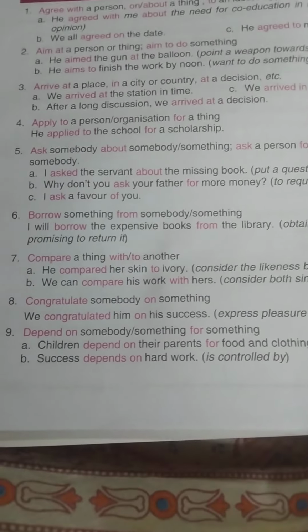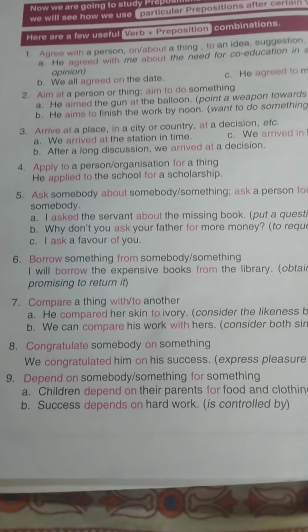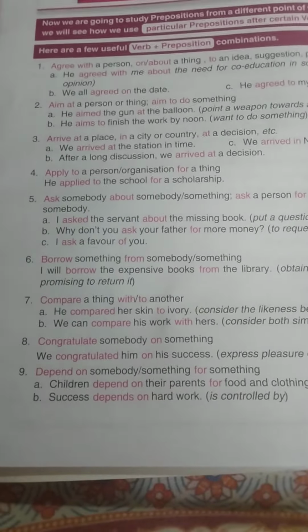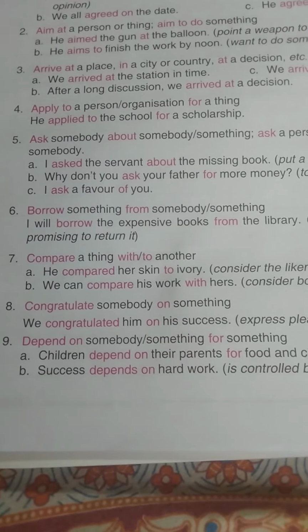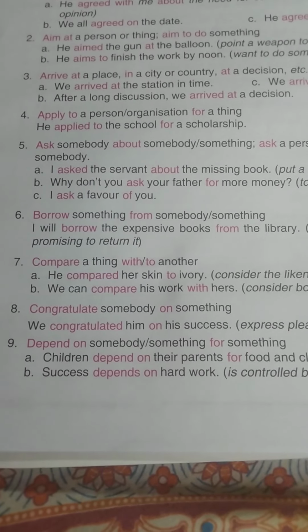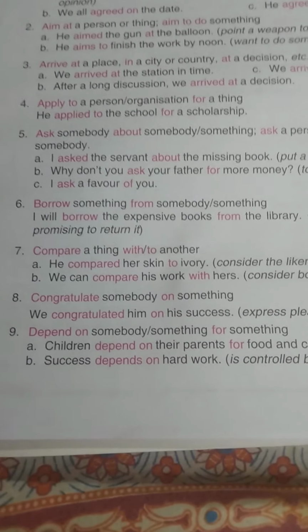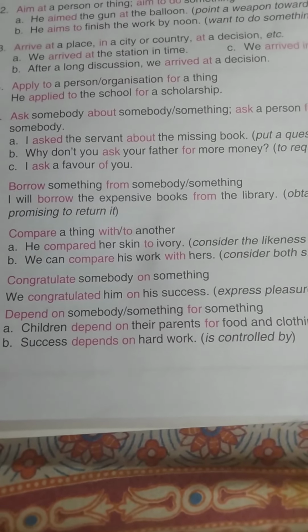Congratulate on: we congratulate him on his success. Only on will be used with congratulate. Sometimes people use for, but it should be on. Depend on, when we are talking about a person, it is on. When we are talking about a thing, it is for. Children depend on their parents for food and clothing. Success depends on hard work.